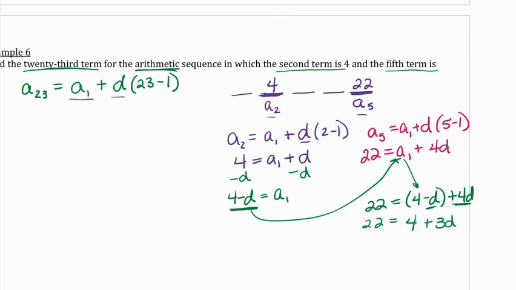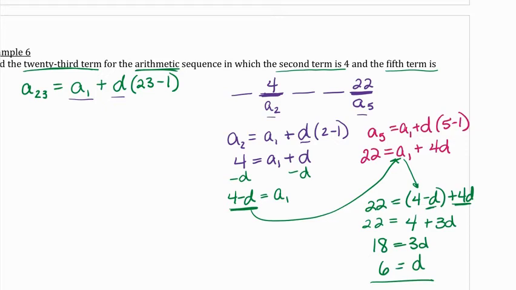We then subtract 4 over to the other side. That gives us 18 equals 3D. Then divide both sides by 3, and we get D equals 6. And hey, now we know what our common difference is. We've got a common difference of 6. So now you could go a couple different ways with this.